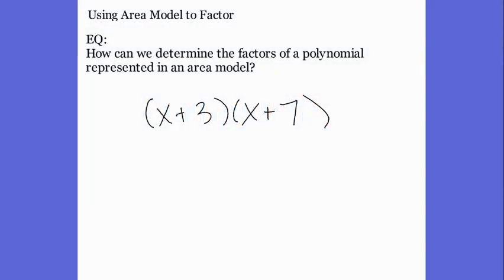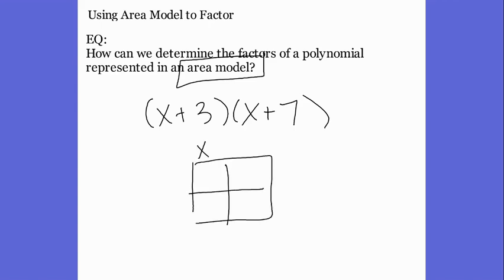Hopefully you guys remember last unit we did something called FOIL, or we used the box method. And the technical term for the box method is called the area model. So, for example, my kid is in 3rd grade, and this is how she is learning to multiply 2-digit and 3-digit numbers. Some of you liked this and some of you didn't.